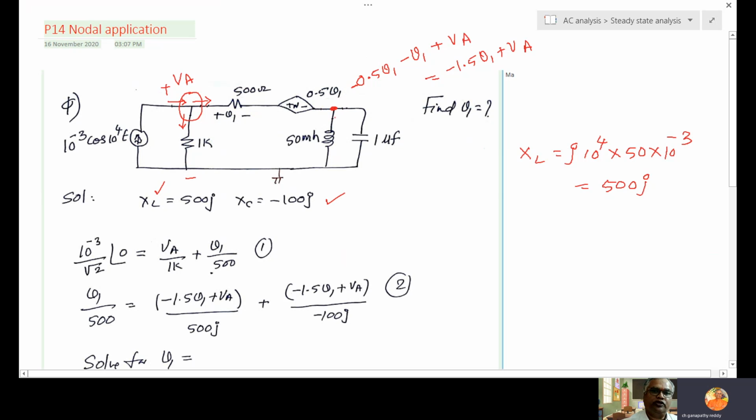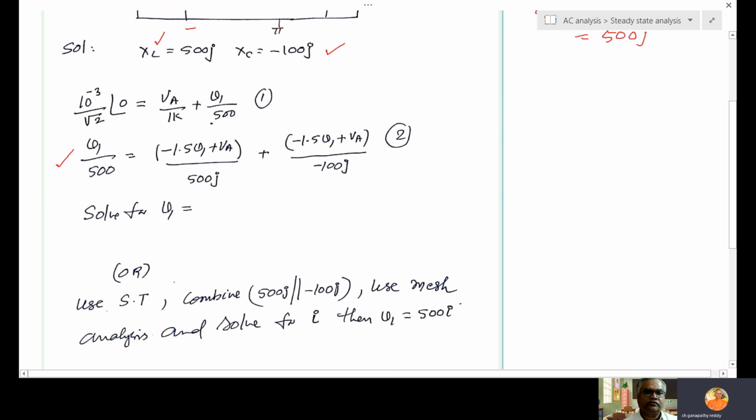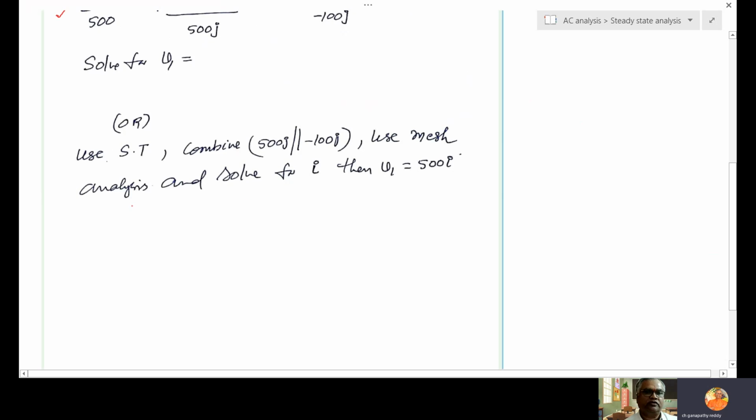So here you have to write one more equation. This current is entering, this current leaving, this current leaving. So in the second equation, what is the current entering? V1 by 500 is entering, and voltage by 500 j plus voltage by minus 100 j. Two equations, two unknowns. Solve for V1. Okay, we'll get the answer.